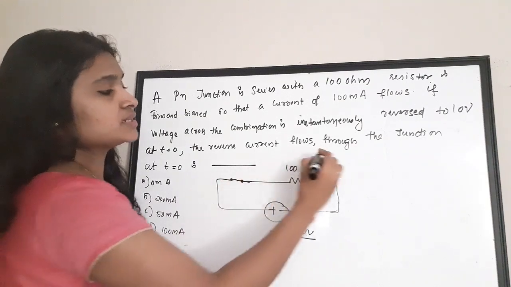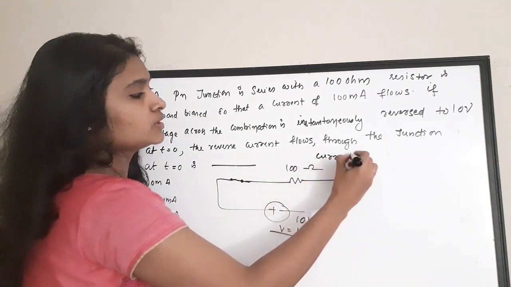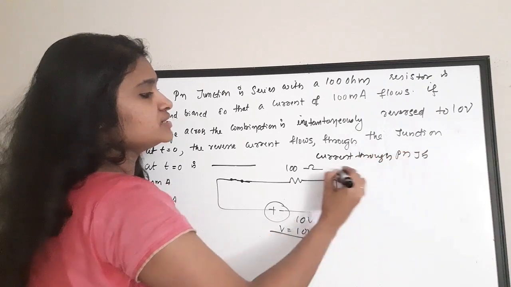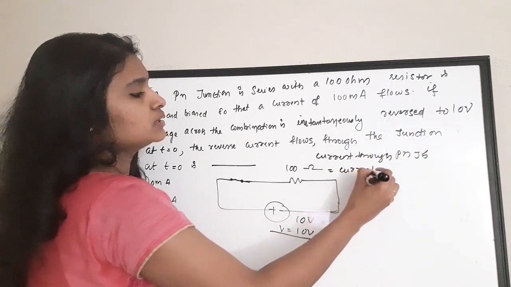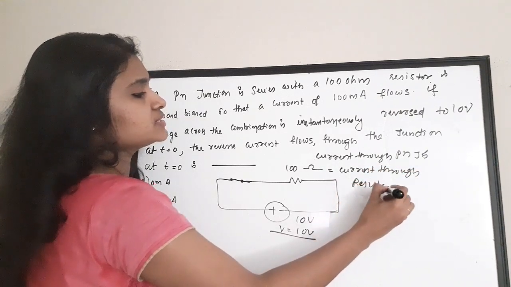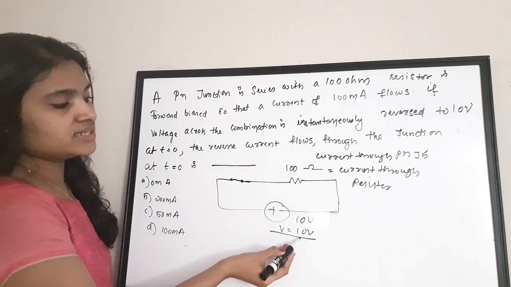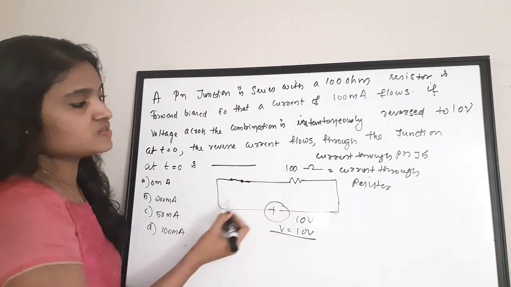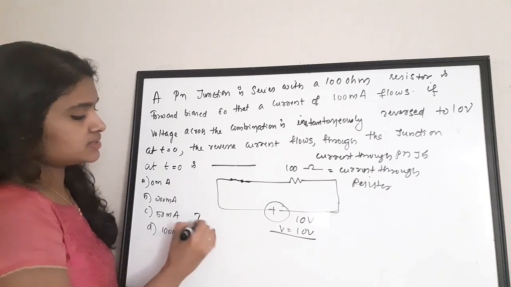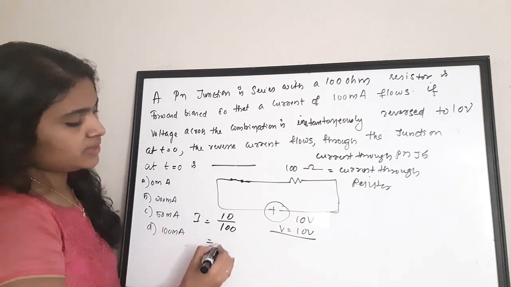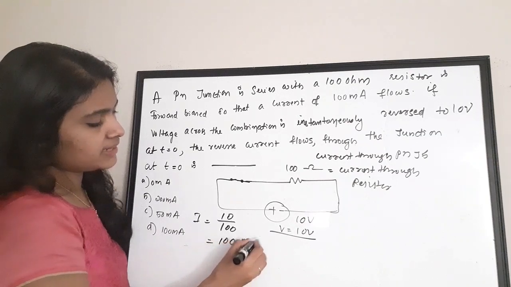So during this reverse condition, the current through the PN junction is equal to the current through the resistor. So what is the current through the resistor? Voltage is 10 volt. The value of resistance is 100 ohm. So I is equal to 10 by 100. It will be equal to 100 milliampere.